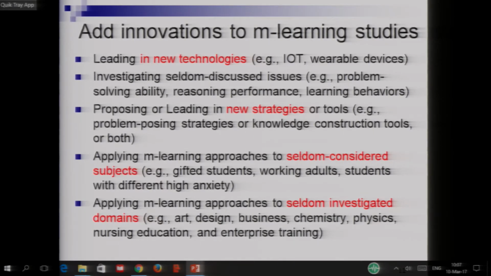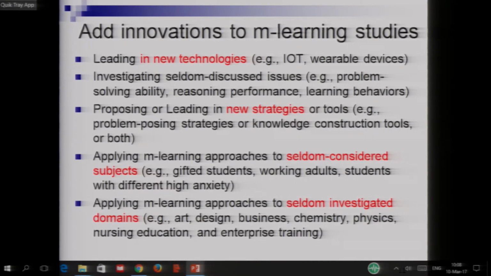Very new technology, seldom discussed issue, new strategy, seldom considered subject, or seldom investigated domain. So when you try to do research, when you determine a research topic, you can check how many innovations you have.